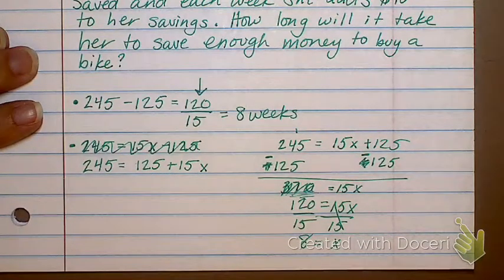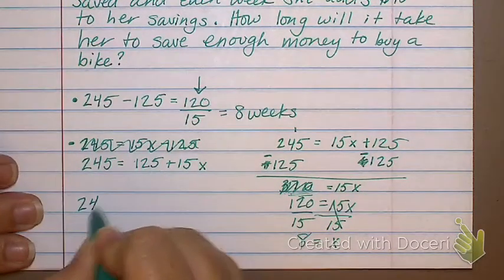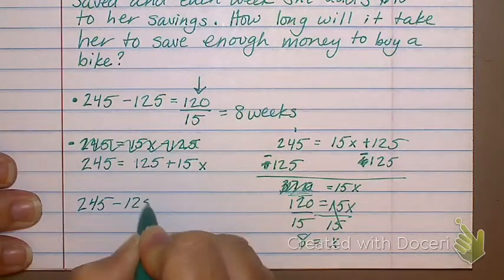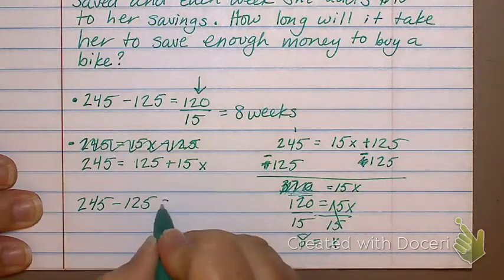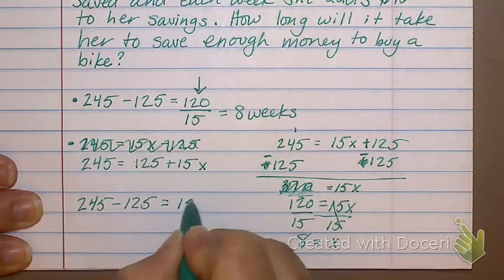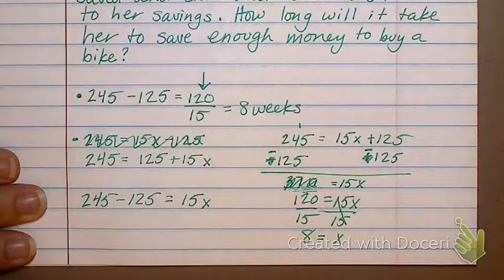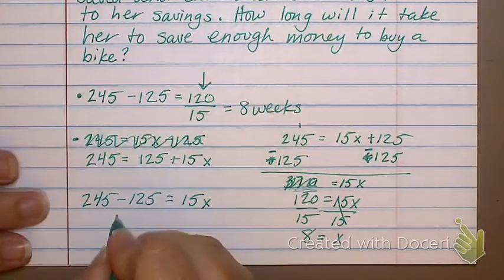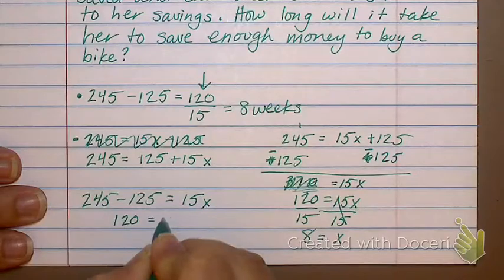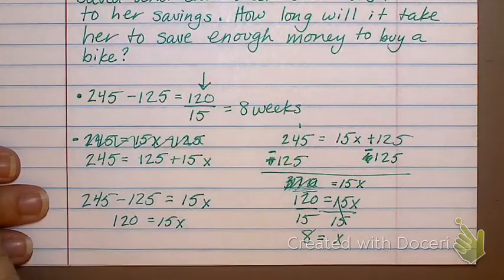What did you do? I did the same thing, but I was thinking you could also do 245 minus 125. You can. Yeah, combine like terms. Oh, yeah. And then equals 15x. Mm-hmm. Yep. Combine like terms. And that gets you your what? 120 equals 15x. Yep, that works as well.